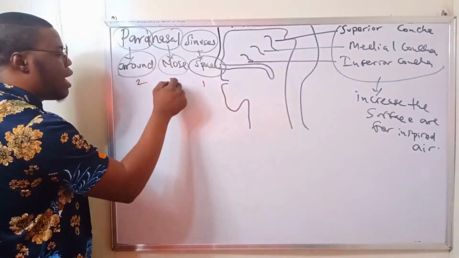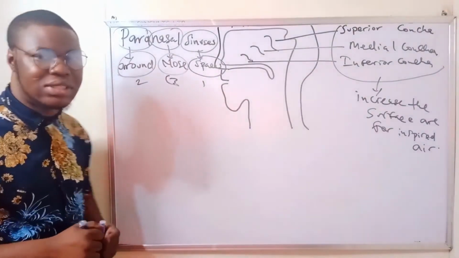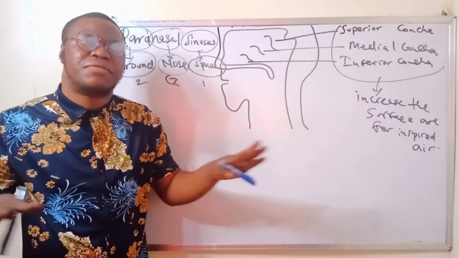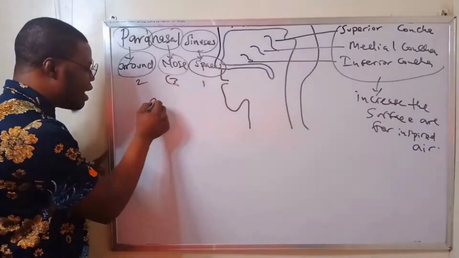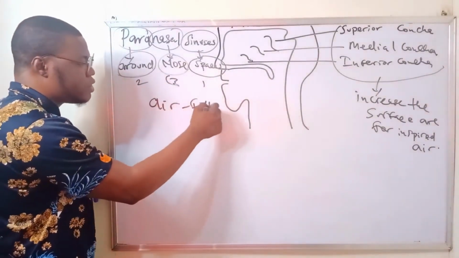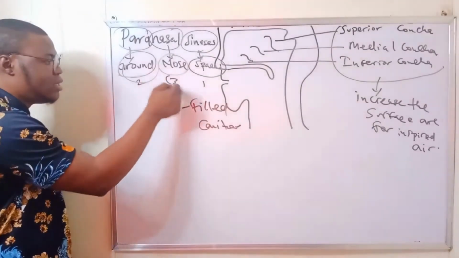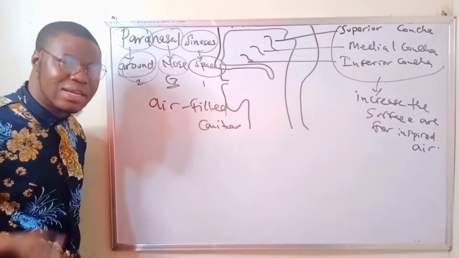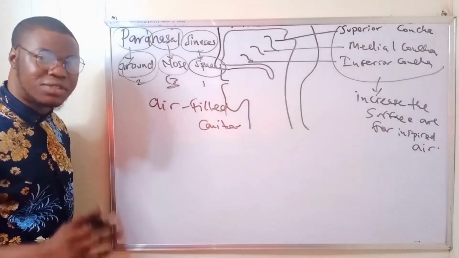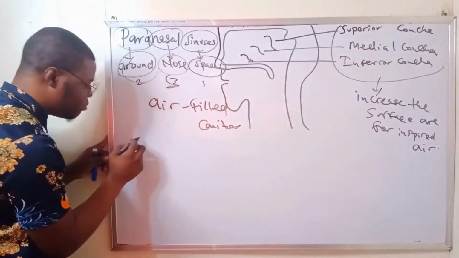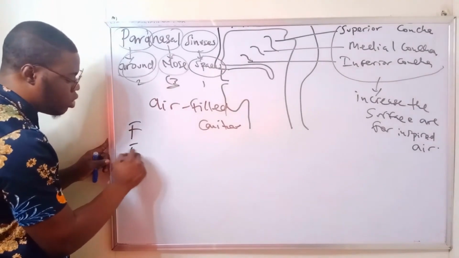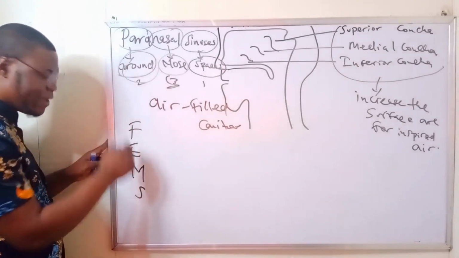As simple as that. So paranasal sinuses, they are the air-filled cavities. So they contain air. They are air-filled spaces or cavities surrounding the nose. As simple as that. And now we have majorly four types of sinuses. Their acronym is FEMS, or you use FEM.